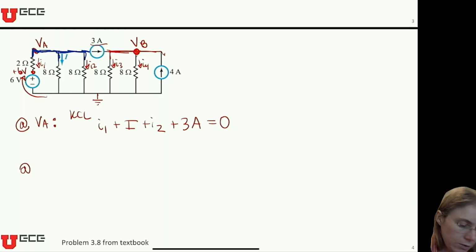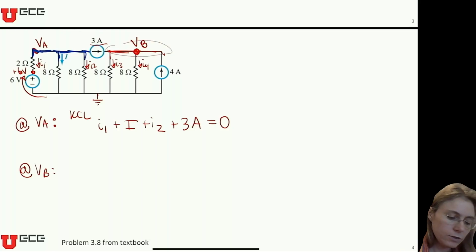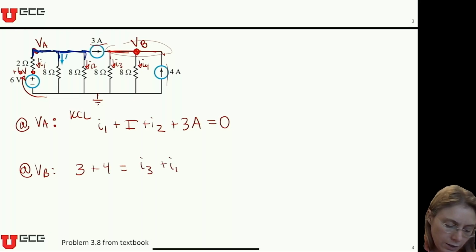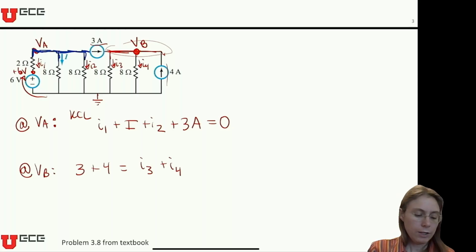And then I can write an equation similarly at unknown nodal voltage VB location. So I'm looking at all the currents flowing into this node here. So I have 3 amps flowing in. I also have 4 amps over here flowing in. Then flowing out, I have I3 and I4. Okay, now I need to go through and replace all the currents with V over R's.